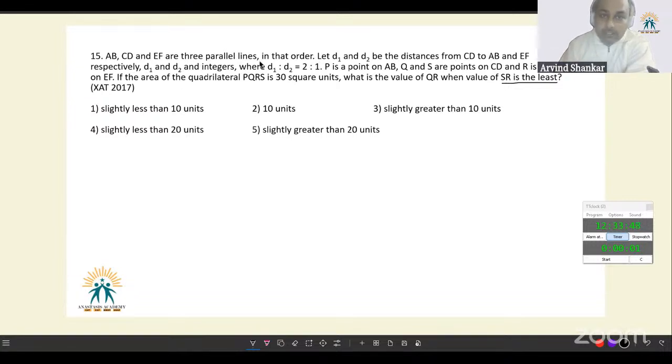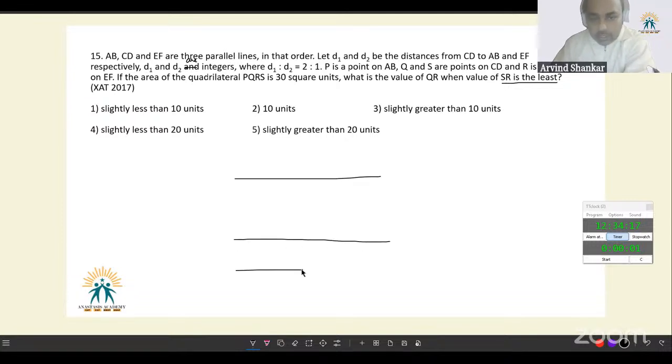A, B, C, D, E, F are three parallel lines in that order. Great. Let D1 and D2 be the distances from CD to AB and EF respectively. D1 and D2 are integers where D1 is to D2 is 2 is to 1. So CD to AB is 2 units, whereas CD to EF is 1 unit. So one line here, another line here, another line here. This is what we are going for. This is AB, this is CD, this is EF.